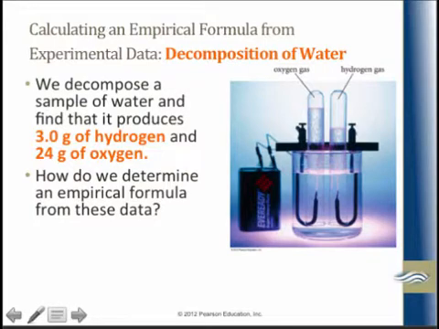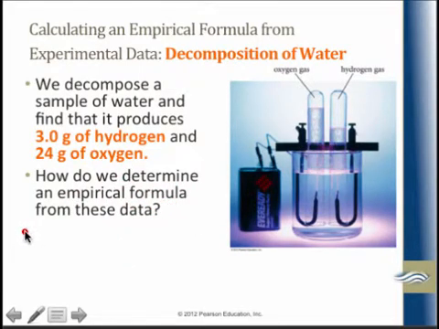For example, it is possible to split water, and you can get the masses of the gases inside of them. Let's say that you did this experiment, you split water using a battery, and you were able to get the masses of these gases, and you figured out that you had 3 grams of hydrogen and 24 grams of oxygen at the end of that experiment. How would you figure out the formula?